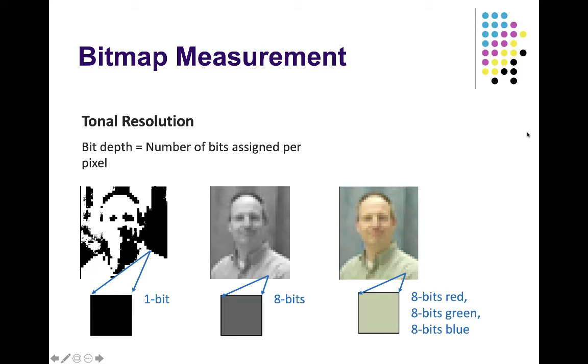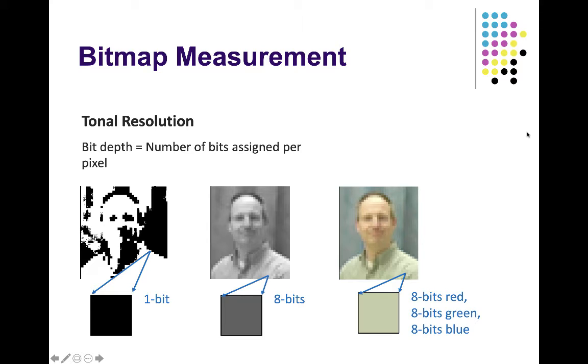Bitmap measurement, tonal resolution. Tonal resolution refers to the number of bits assigned to each pixel within the file. If a bitmap file contains 1 bit per pixel, it's only able to communicate 2 conditions to the computer, either on, which would be white, or off, which would be black. Thus, you end up with a high contrast tonal map.